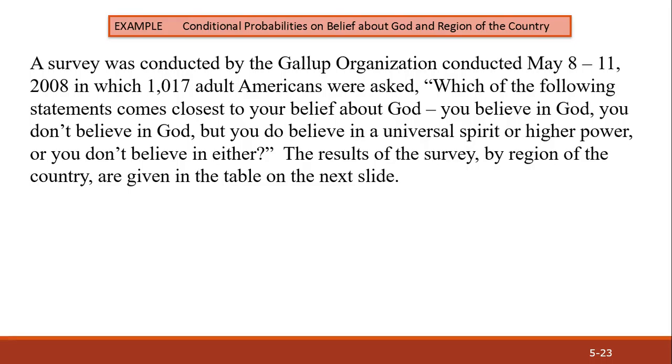Now there's a table on your page to go along with this, and I have the table on the next slide, but here is what the table is all about. A survey was conducted by the Gallup organization, May 8th through 11th, 2008, in which 1,017 adult Americans were asked, which of the following statements come closest to your belief about God? You believe in God, you don't believe in God but you do believe in a universal spirit or higher power, or you do not believe in either. So the results of the survey are here.